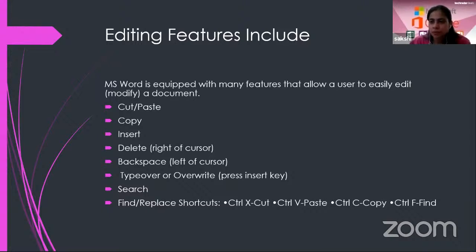Insert: if you want to insert clip art, 3D art, online pictures, offline pictures, online videos, offline videos, for that you use the insert option. Delete means if you want to delete anything. Backspace deletes to the left of the cursor, removing a word. Delete removes the words ahead of the cursor, not what is behind it. And backspace deletes the words at the back. Type over or overtype, press the insert key. Search, you can search anything from there.